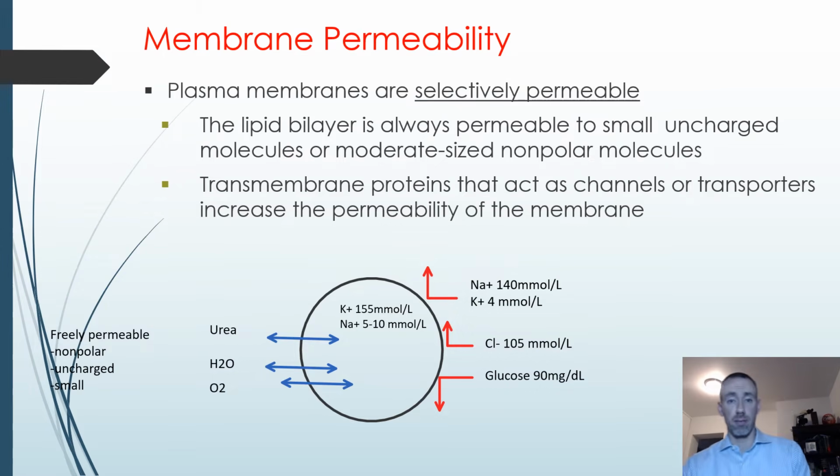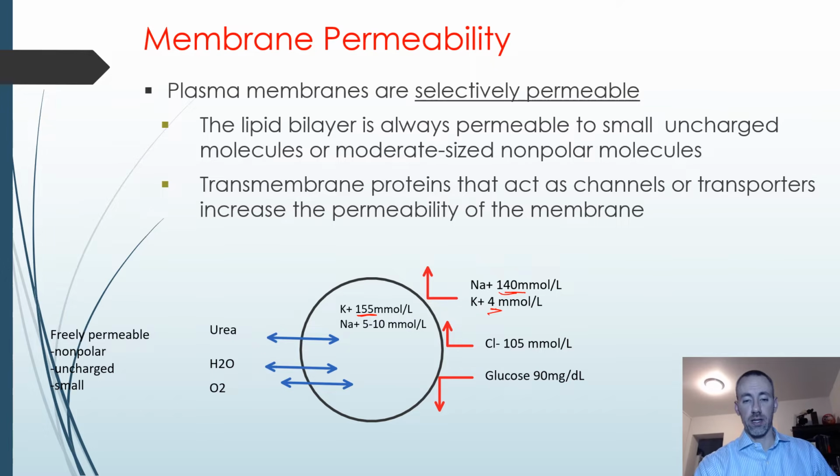Now, in terms of the plasma membranes being selectively permeable, we kind of discussed this a little bit. But keep in mind they're always permeable to small uncharged molecules or moderate-sized nonpolar molecules. Transmembrane proteins that act as channels or transporters increase the permeability of the membrane to certain compounds or ions. You can see down here in the cartoon, if that circle is the cell, the concentration of potassium is about 155 millimoles compared to outside, which is about 4 millimoles. These are normal physiological ranges. So I have a gradient from high inside the cell to outside.